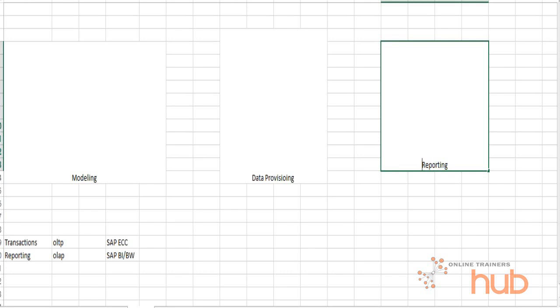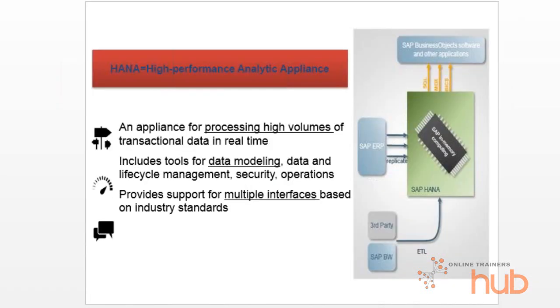The definition of HANA itself is High Performance Analytical Appliance. When we call it an appliance, it is not only hardware, it is a hardware-software combo. A set of specialized providers are available in the IT industry right now: HP, Dell, Fujitsu, IBM. These are specialized hardware providers, and they create specialized hardware-cum-software so that you can get a separate HANA box of your own.